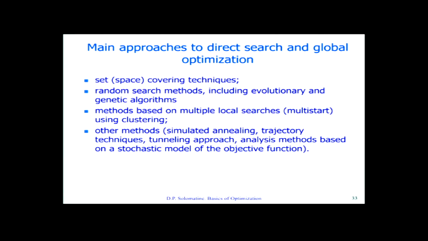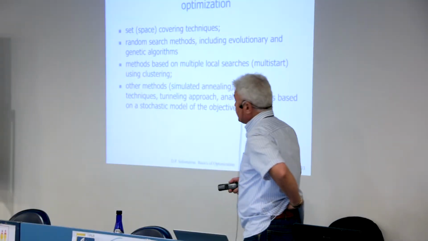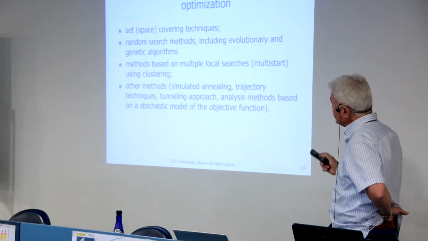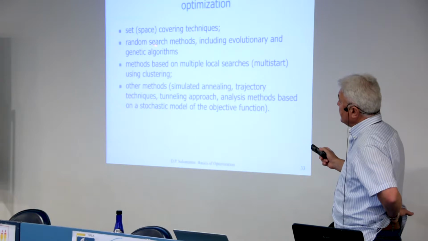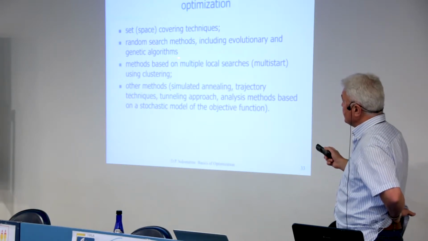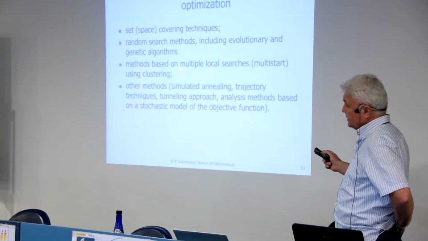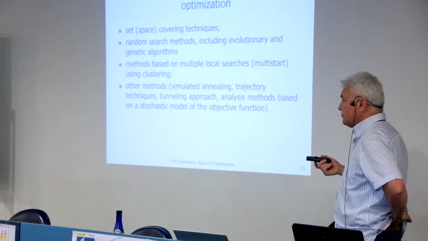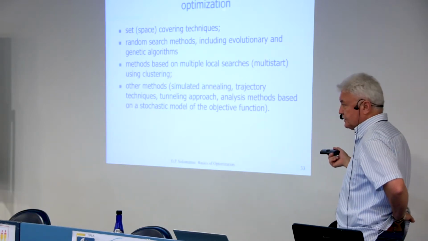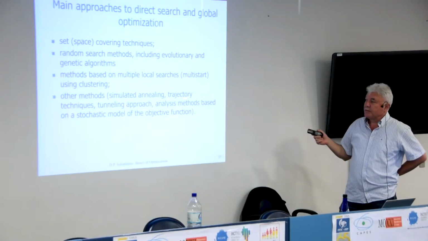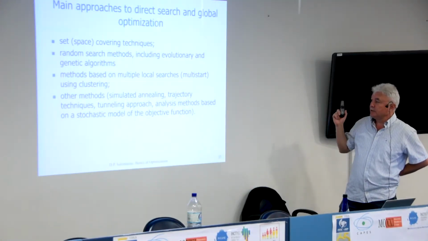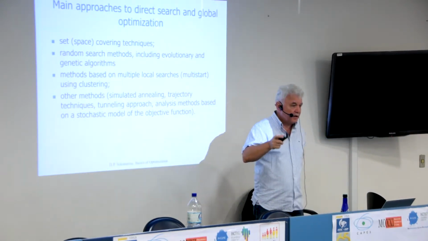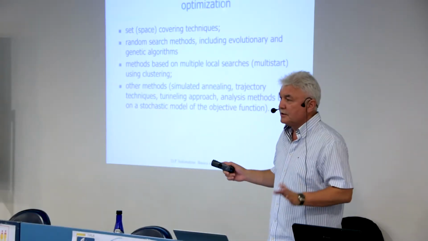Okay, yet another example. So the main approaches to direct search: space covering techniques, which cover space with points, and then we do something about this. Random search methods like evolutionary and genetic algorithms. Multi-start, where we start at different points and then we use different algorithms and we could combine them. That's also a set of methods developed in the last 15 years maybe. And other methods: simulated annealing, tunneling approach, ant colony optimization, bees flying, birds flying, and all this stuff. It's all randomized search methods.